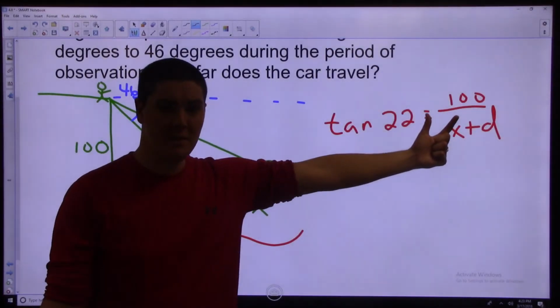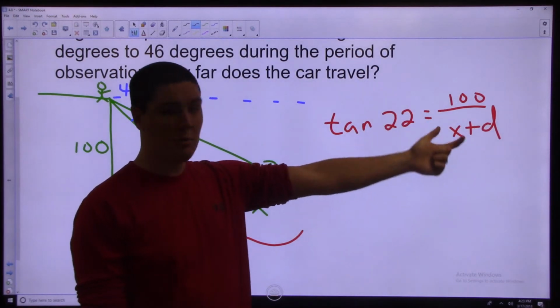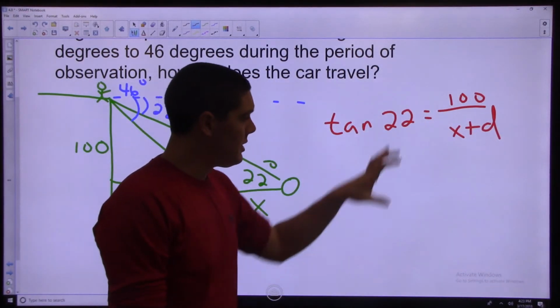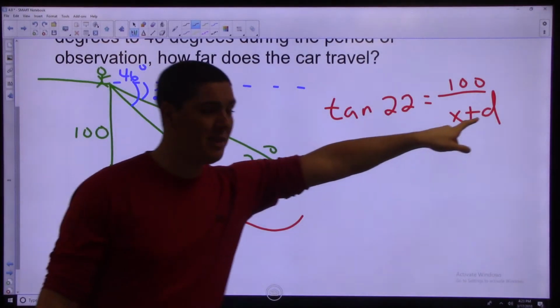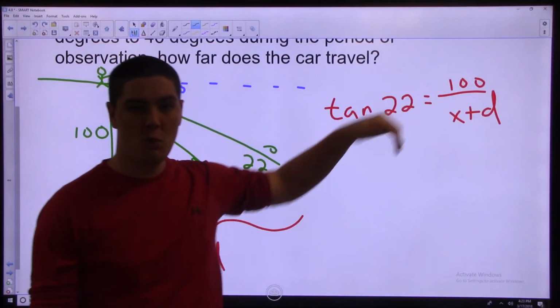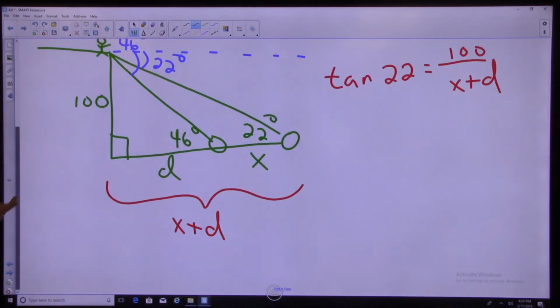Because hopefully this makes sense. I can't solve this yet. I've got two variables. Okay? So let's wait to solve that until we get one variable. If we figure out what d is, we'll be able to plug that in there, we'll be able to substitute, and then we just have one variable we can solve for. Alright, so here we go.